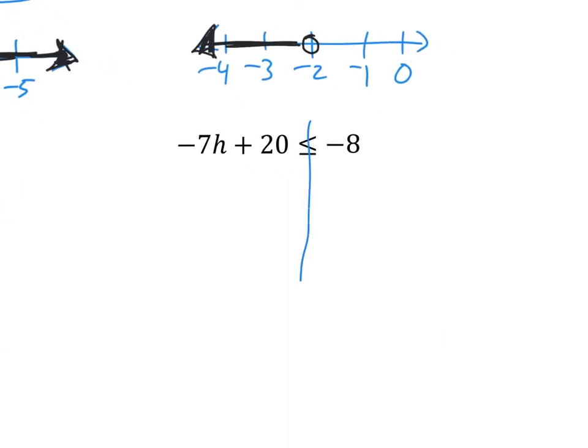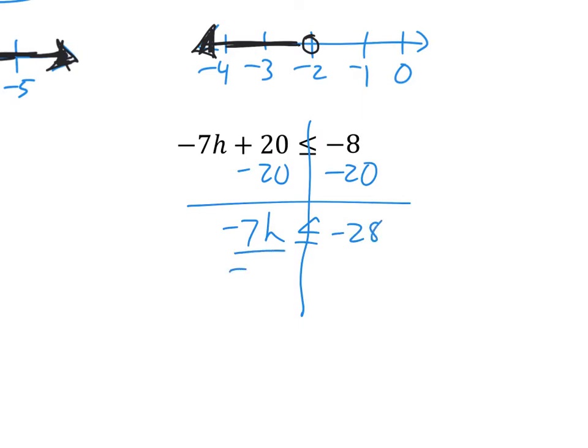Okay, here we'll subtract 20 first on both sides. And we get negative 7h is less than or equal to negative 28. Divide by negative 7 on both sides. We get h is less than or equal to, we divided by a negative 7, so we flip the inequality sign, so that h is greater than or equal to a positive 4, because negative divided by negative gives us a positive.